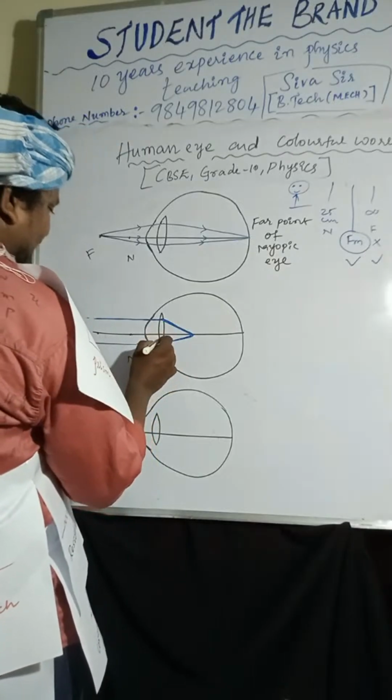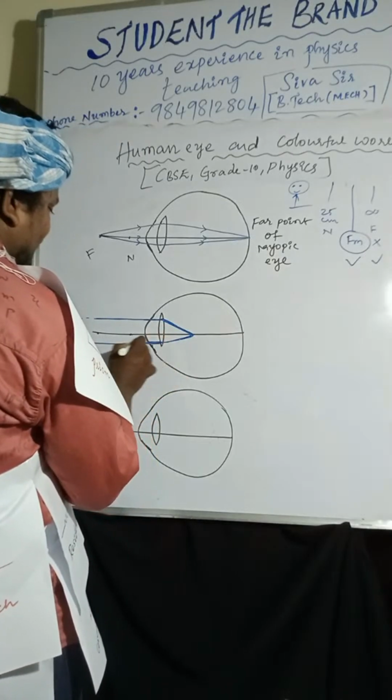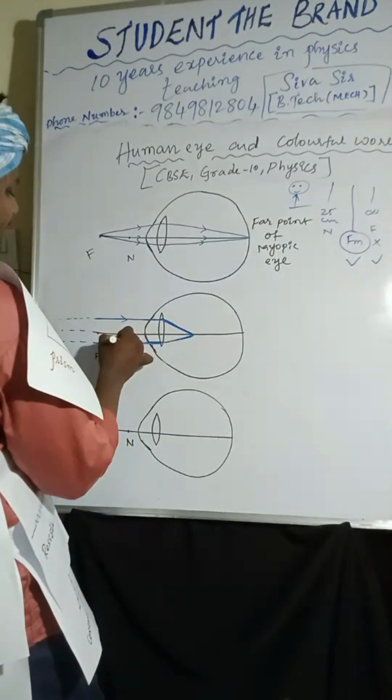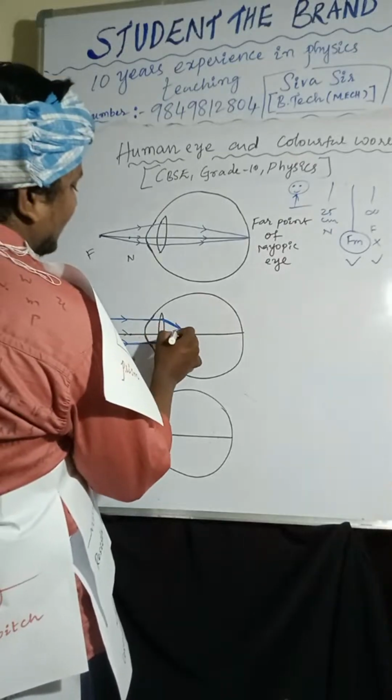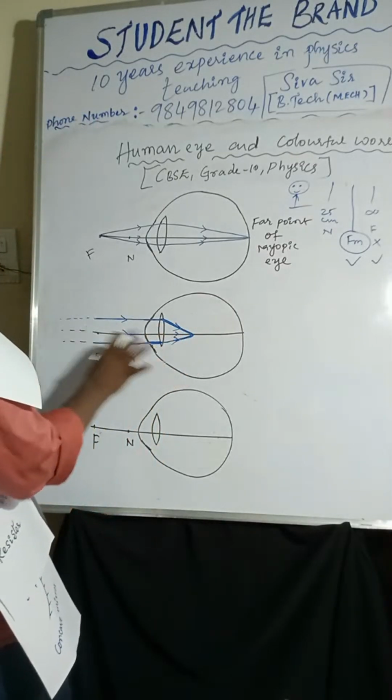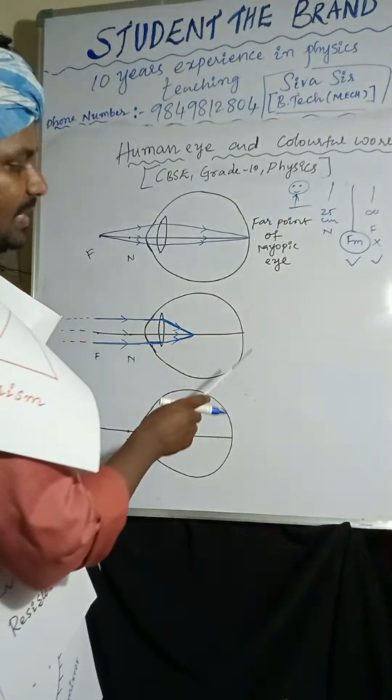Actually, we have to use a single line. Okay, so I'm considering here the thick line I took. So here, near point, far point. If the light rays are coming, actually it should meet at the retina.